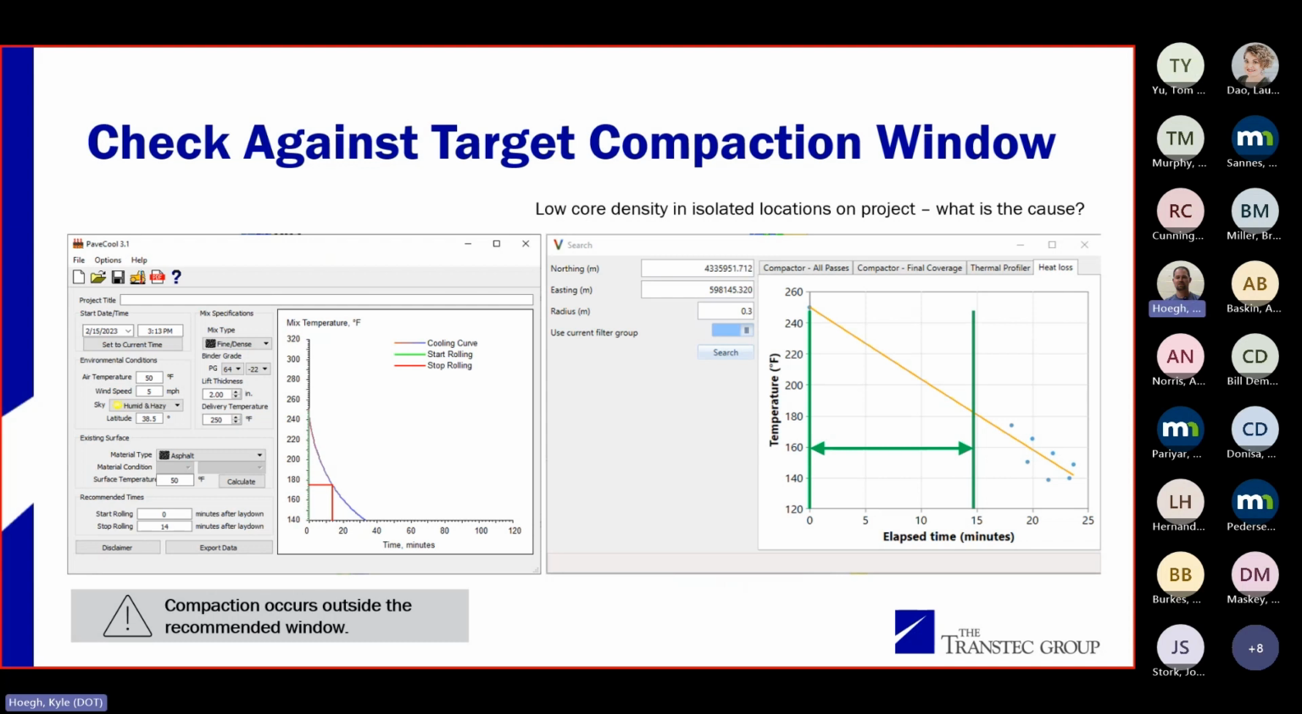The data I'm showing here was from a project with low density. They said, hey, we're getting good density on the project, and then all of a sudden we get a low core. And the contractor says, it's a fluke, he doesn't know. Can you take a look? So I took a look at the core that failed, and you can see that the compaction window they had, they should be done rolling in maybe 12 minutes. Well, the rollers didn't even show up till 20 minutes had passed. So kind of a red flag.